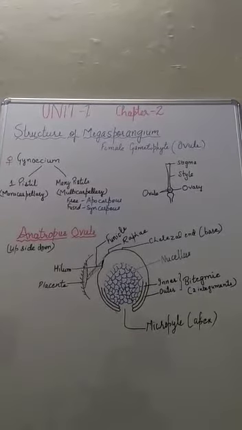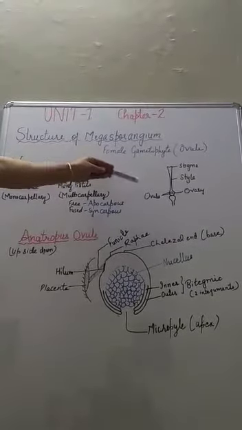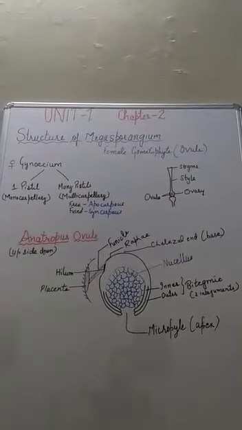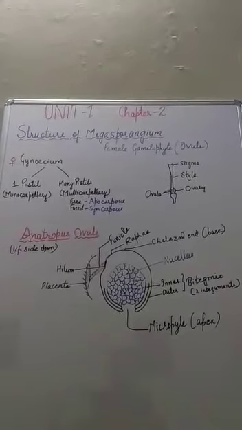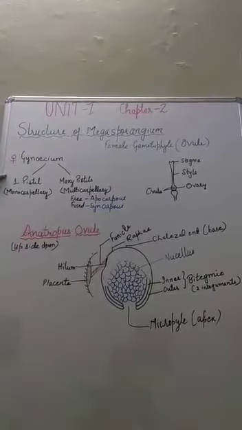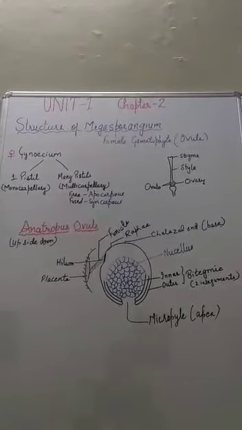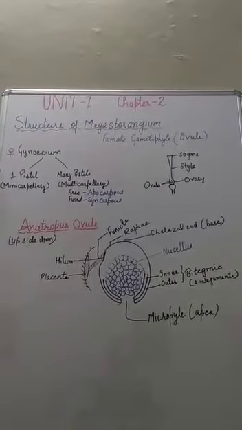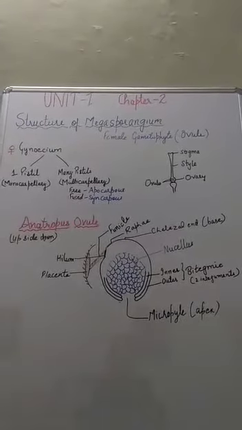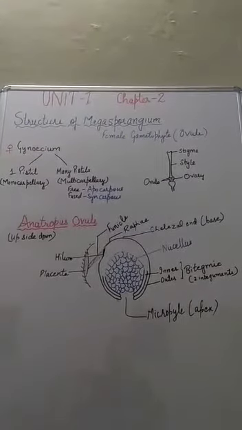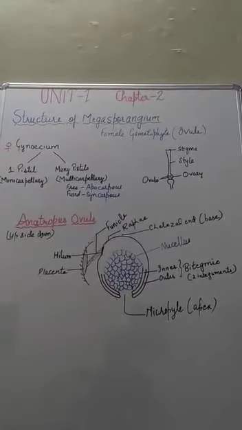The gynoecium consists of stigma, style and ovary, and inside the ovary there are certain bead-like structures which are called ovules. If this pistil or the carpel is one in case of a flower, means the flower has only one pistil or carpel, then it is called monocarpellary. And if it has many pistils or carpels, then it is called multicarpellary.